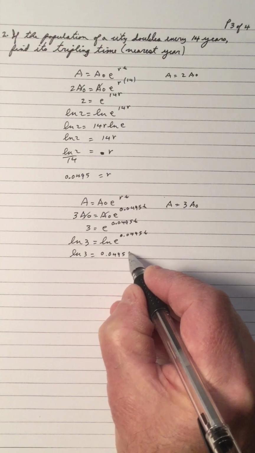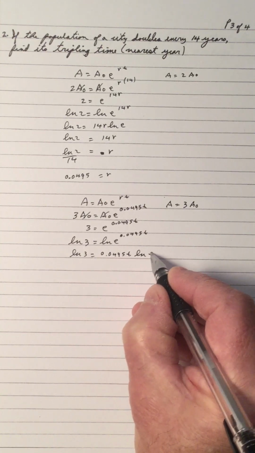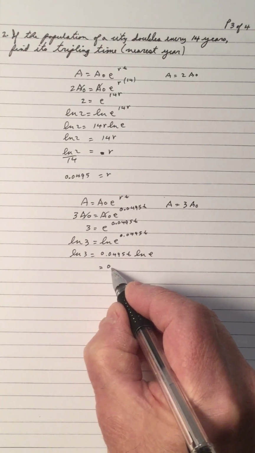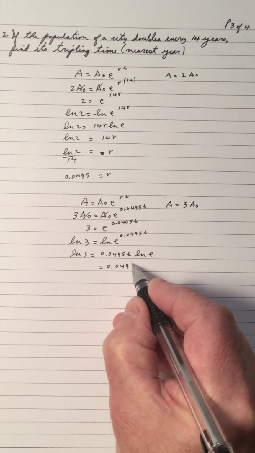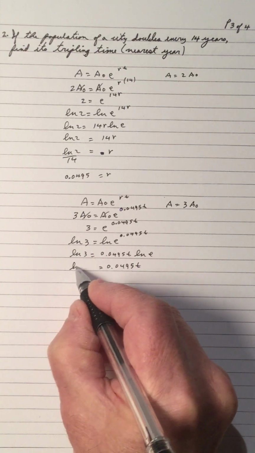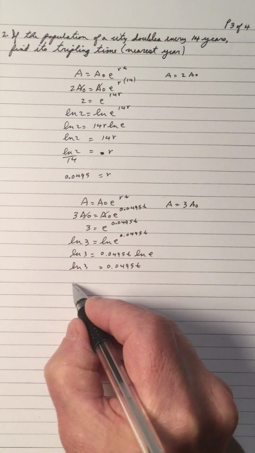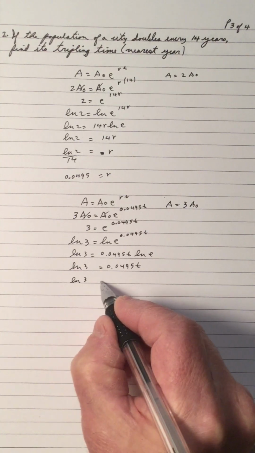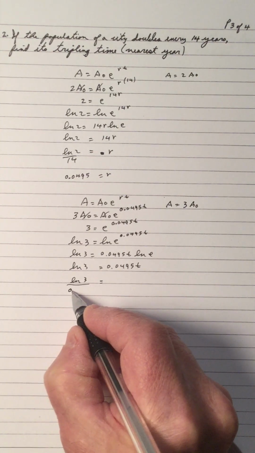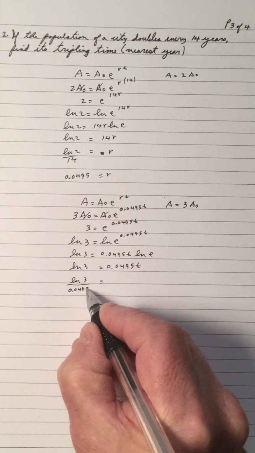The 0.5 power moves in front of the ln e. The ln of e is 1, so we get 0.0495T equals ln 3. And we take the ln of 3 and we divide it by 0.0495.